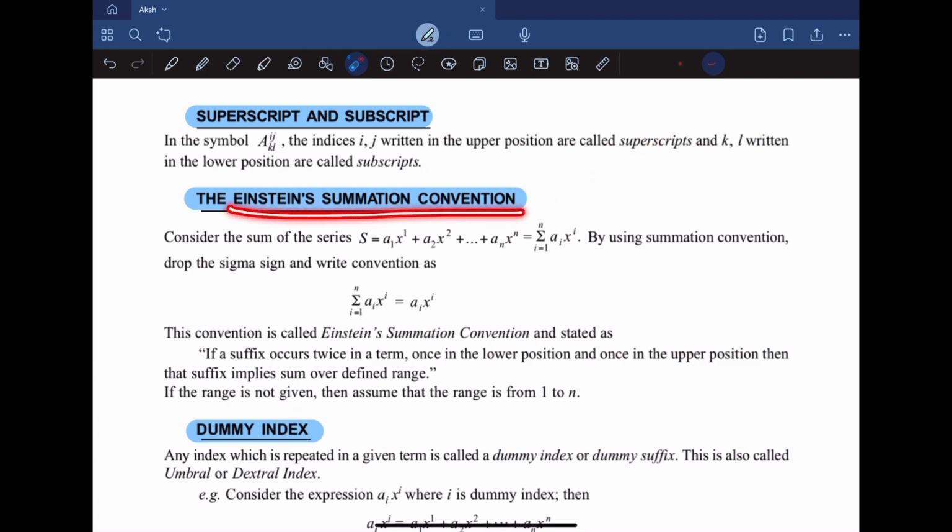Einstein's summation convention. Considering the sum of the series S equals a1x1 + a2x2 + ... + anxn, by using summation convention, we can drop the sigma sign and write it as a_i x^i. This convention is called Einstein's summation convention and states that if a suffix occurs twice in a term, in the lower position and in the upper position, then the suffix implies sum over the defined range. And if the range is not given, then assume the range is from 1 to n.